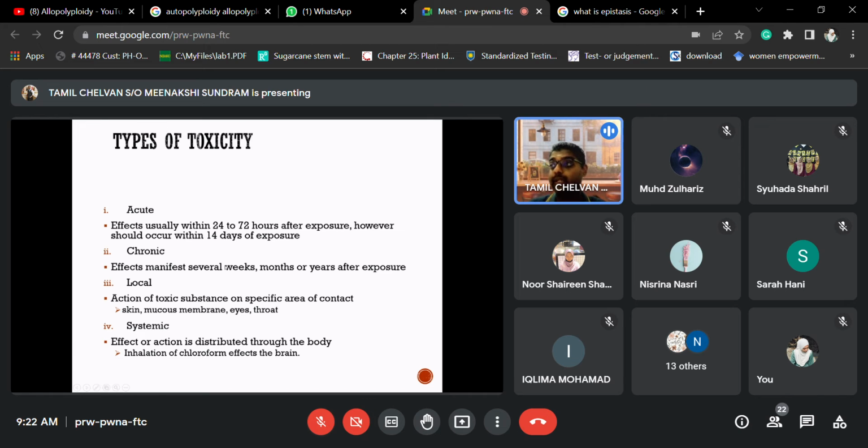Okay, chronic is like slow and steady. It's toxic but its effect is slow. It moves slowly. Effects usually within 24 to 72 hours after exposure. However, should occur within 14 days. Chronic effects manifest several weeks, months or years after exposure. So it takes time, several weeks, several months or several years, for it to show effect.